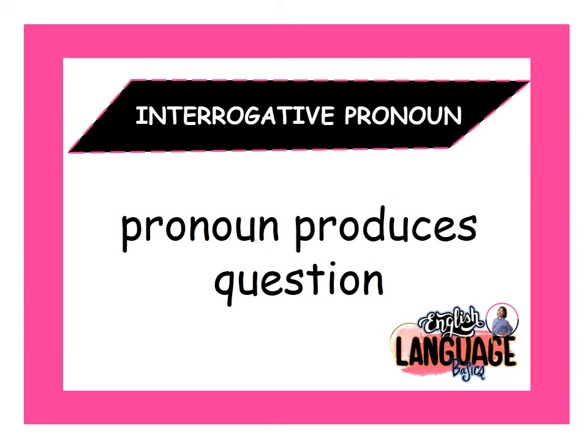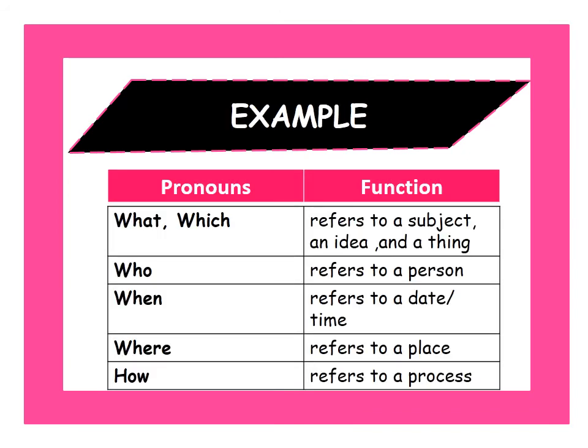Lastly is the interrogative pronoun. This type of pronoun produces questions, so this is used for interrogations. The interrogative pronouns are widely known as the WH questions: who, what, where, when, which, and how.